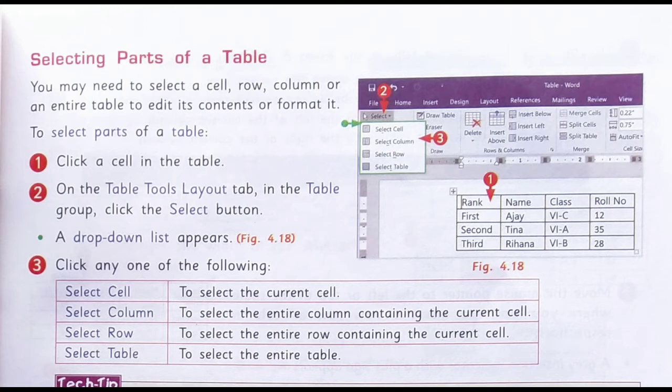Select Cell to select the current cell. Select Column to select the entire column containing the current cell. Select Row to select the entire row containing the current cell. Select Table to select the entire table.